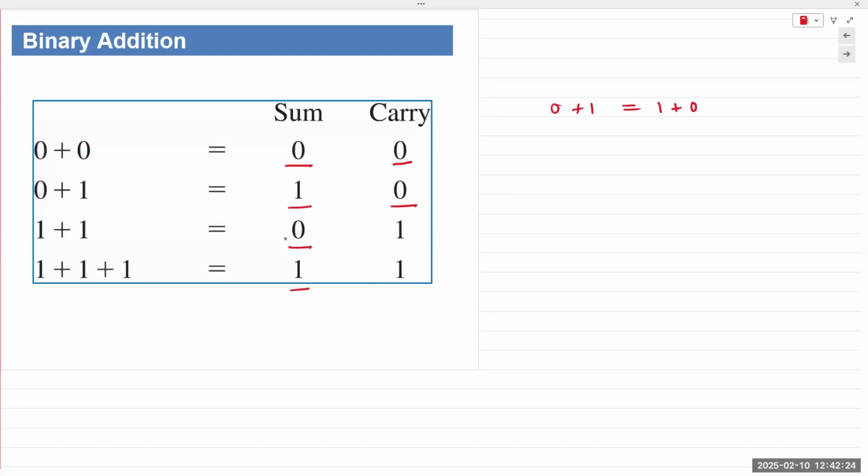And if you think about it in the decimal system, we get the same answer. 0 plus 0 would be 0. 0 plus 1 should give you 1. 1 plus 1 should give you 2, which in binary is 10.